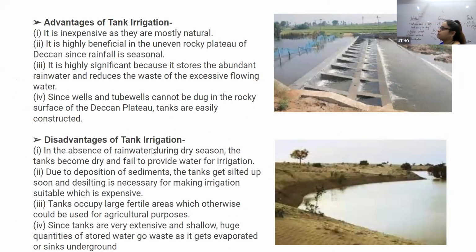Now, advantages. It is inexpensive as they are mostly natural. Like we spoke about the depression, so it's more or less natural. They might at the most build some wall on the side to accumulate the water. It is highly beneficial in the uneven rocky plateau of the Deccan since rainfall is seasonal.